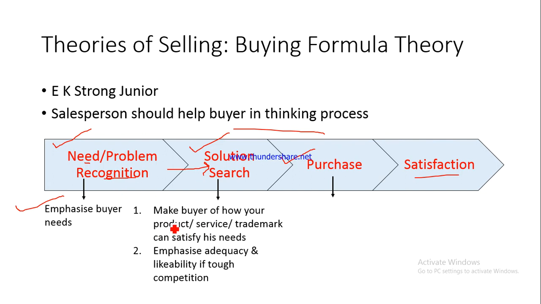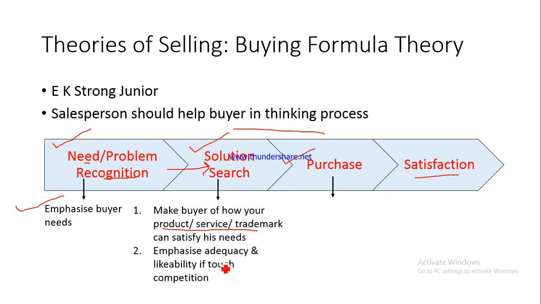You tell the buyer about your product, your service or your trademark, and you tell him that these products or services can satisfy his need. So what has happened in our example? Now he feels that he needs an AC, but then you tell him, sir, if you are buying an AC, then buy Voltas, because sir, this is much better than the other products in the market, right? So now you are making him aware of all the solutions which are there, and that your solution, your company's product is the best solution for him. So make him aware of this, right?